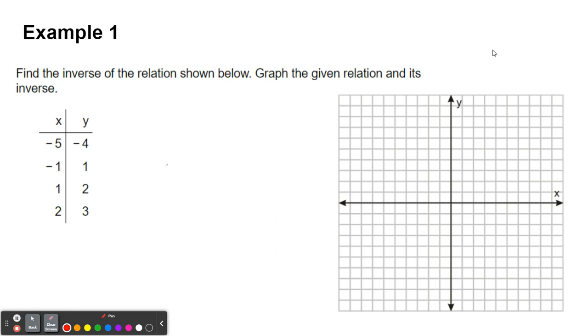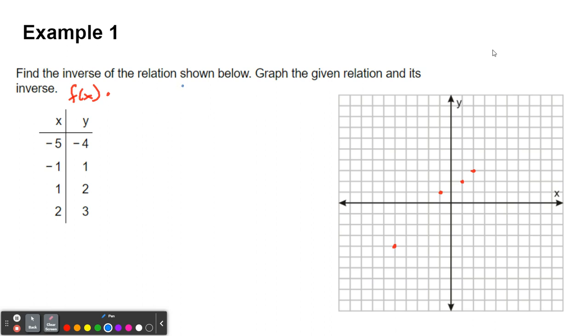So it says find the inverse of the relation shown, graph the given relation and its inverse. So this is your function. This is f of x, and I'm going to use red dots for it. Okay? So I'm going to go ahead and graph this, right? So -5, 1, 2, 3, 4, 5, -4, -1, 1, that goes up 1, 1, 2, and then 2, 3. Okay, so there are our f of x points.